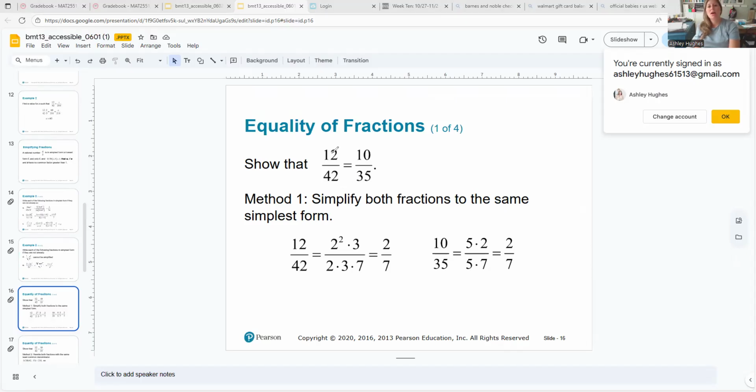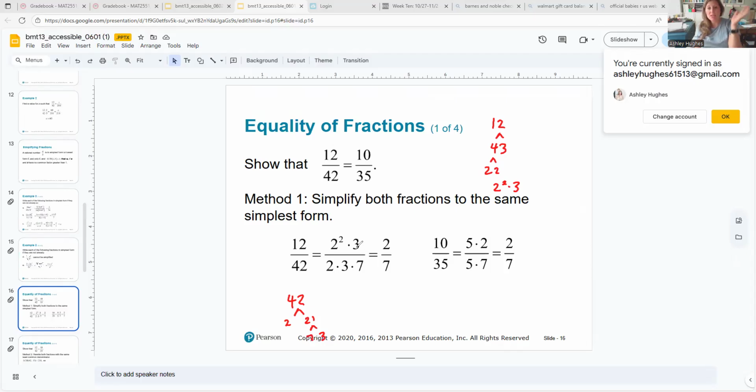Okay, well, how do I simplify them? This is one way. They're talking about prime factorization. So what they did is they said 12. Well, 12 is 4 times 3, and 4 is 2 times 2. So that's 2 squared times 3. And 42 is 2 times 21, and 21 is 7 times 3, so 2 times 3 times 7.